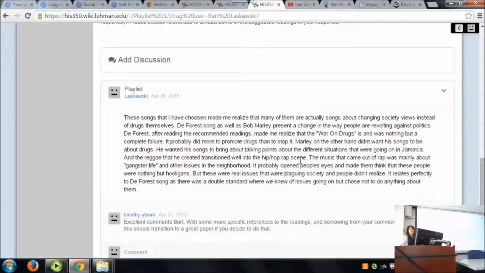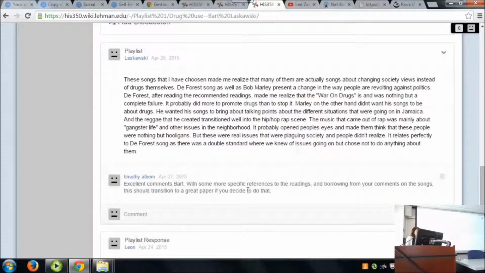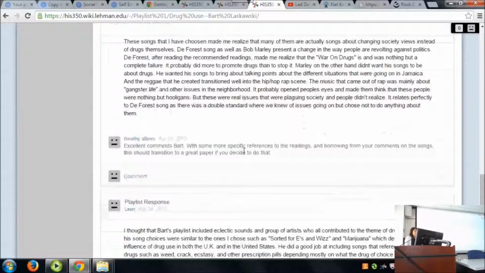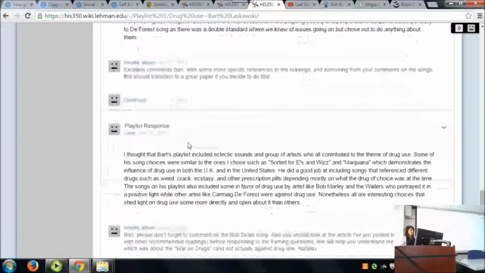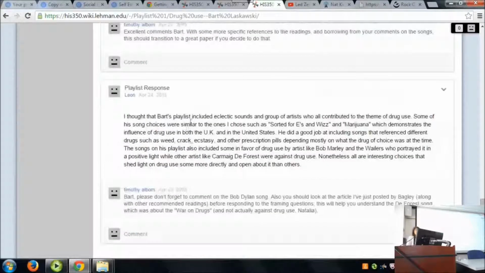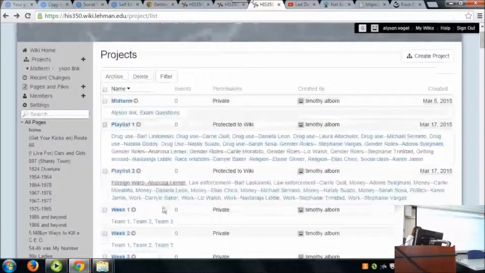Now these are our Lehman students, and there's a high degree of sophistication in the ability that they had to take and cogently discuss the concepts. So this is his teacher, with more specific references to the readings and borrowing from your comments in the songs, this should transition to a great paper if you decide to do that. So you could see that these are students' responses to the playlist that he created, and then at the end, they will create their own.